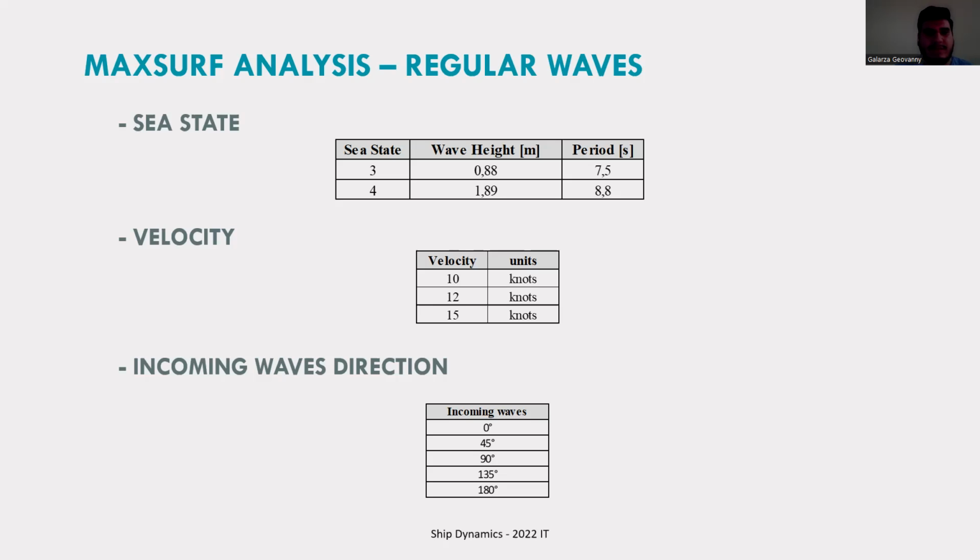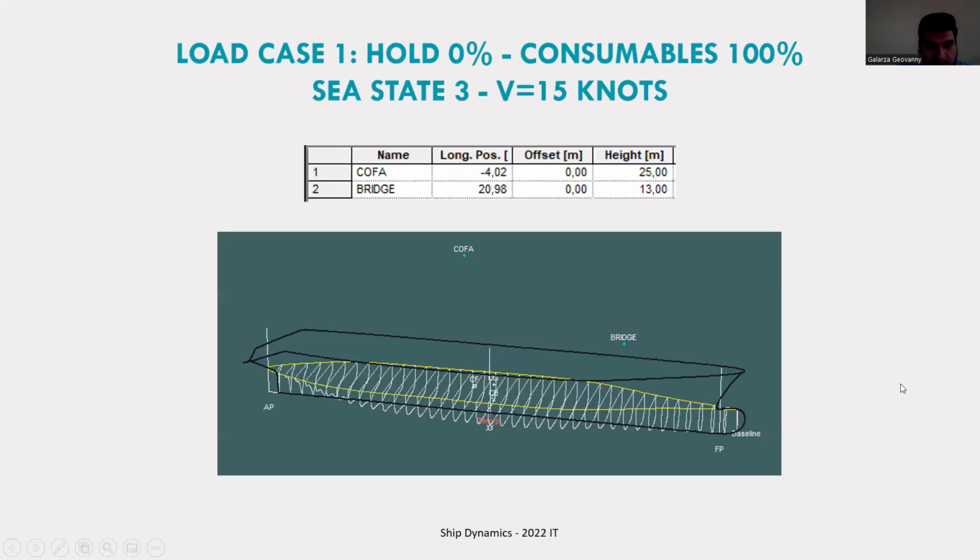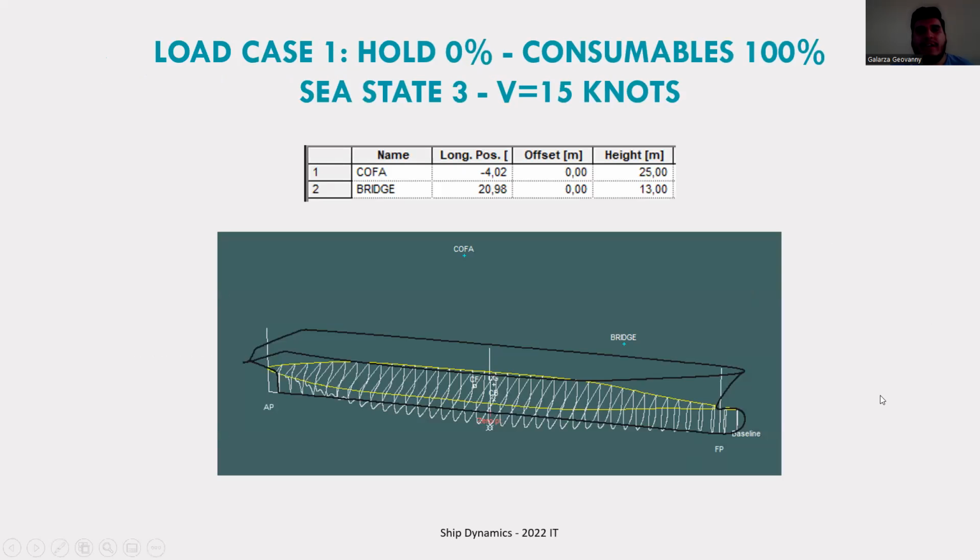Next slide. So for load case number 1, we consider 2 points of analysis, the COFA and the bridge. The highest point of the ship is like 25 meters from the baseline. It could be a good idea if you try to find information for the allowable values for that, because I would expect it to move a lot.